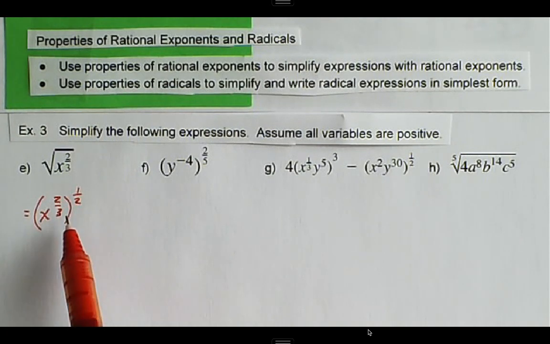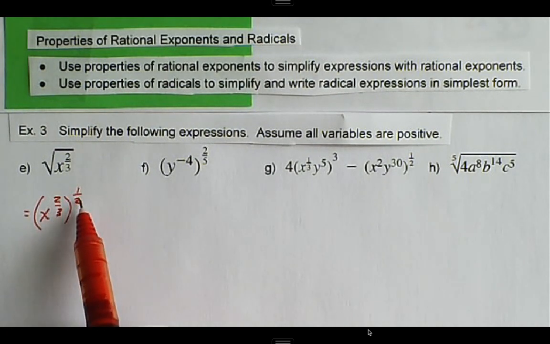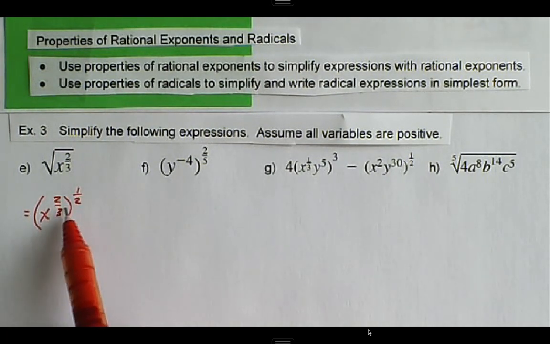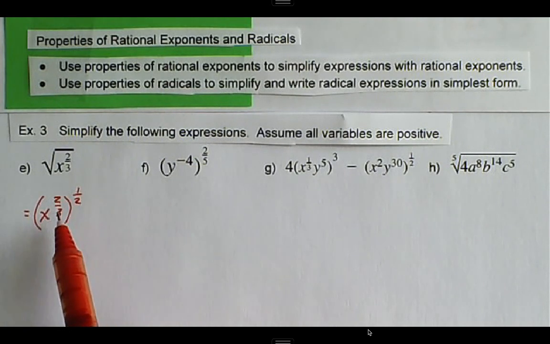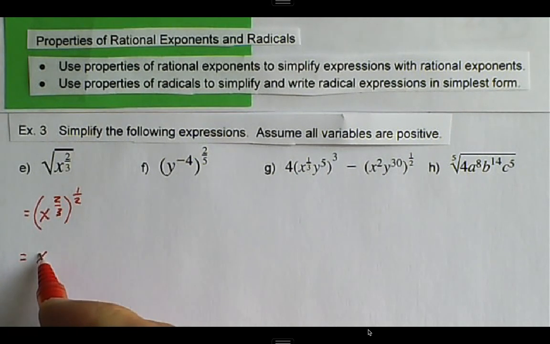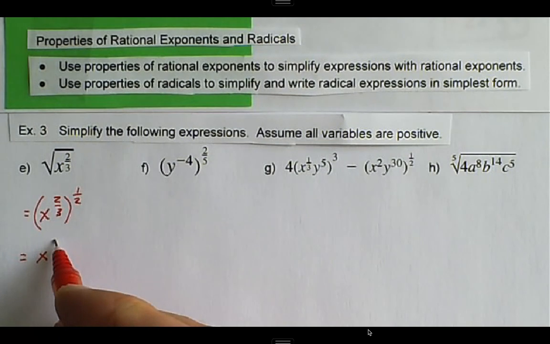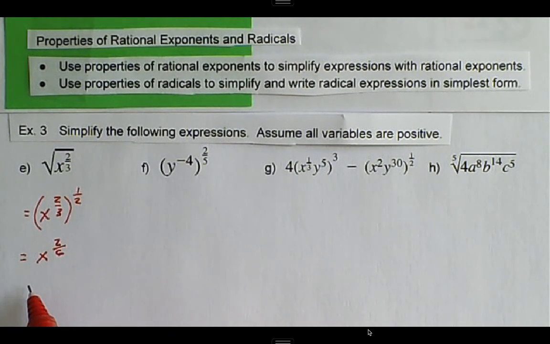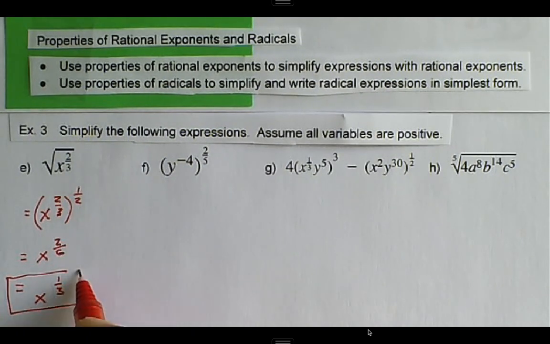If we have a power raised to a power outside, what we can do is just multiply the exponents together, and then we get x. 2 times 1 is 2, and 3 times 2 is 6. And so that reduces to x to the 1/3, and that is the simplest form.